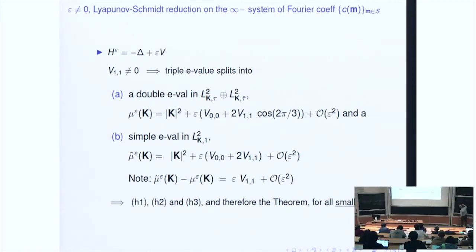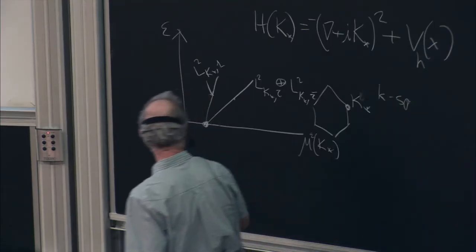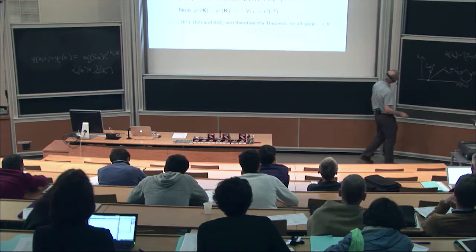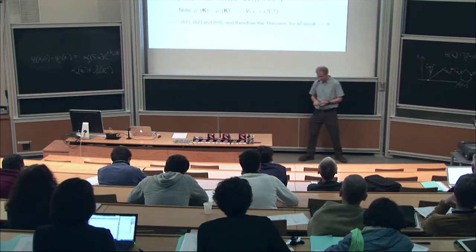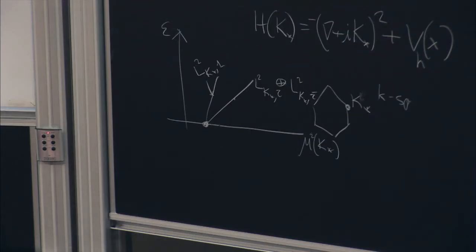So this eigenspace over here is L2k star 1, and this all along here is a double eigenvalue, which looks like L2k star tau direct sum L2k star tau bar. Okay. And we want to show that that picture persists. I want to show that along this curve, you continue to get double eigenvalues with that structure.